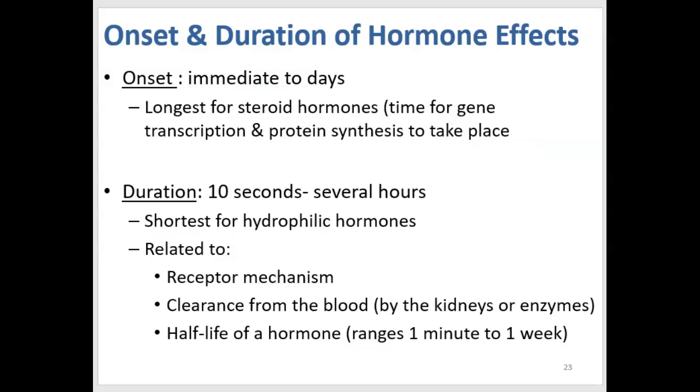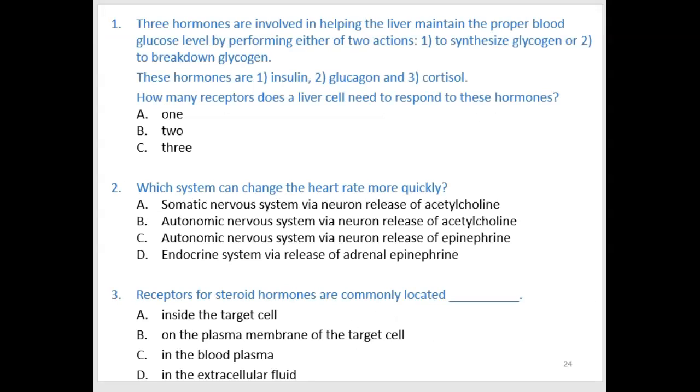So let's just look at some review questions briefly to see if this makes sense to you. So there are 3 hormones that are involved in helping the liver keep our proper blood glucose level. And the liver can do two things to keep blood glucose levels normal. It can either synthesize glycogen or it can break down glycogen. So the three hormones that affect the liver are insulin, glucagon, and cortisol.